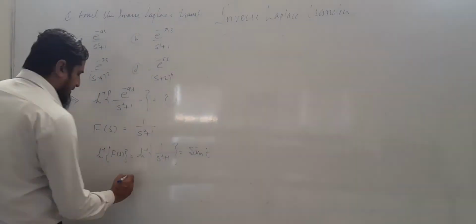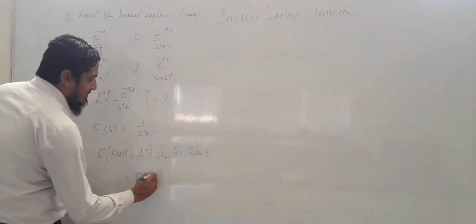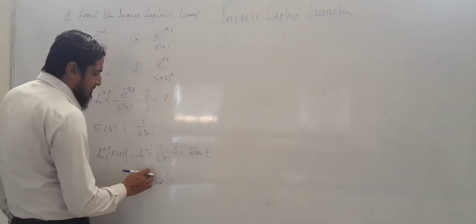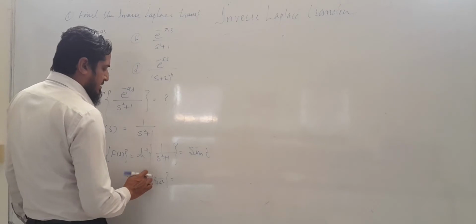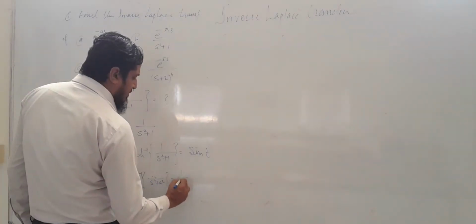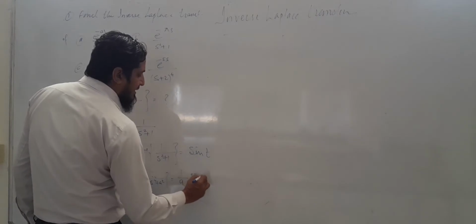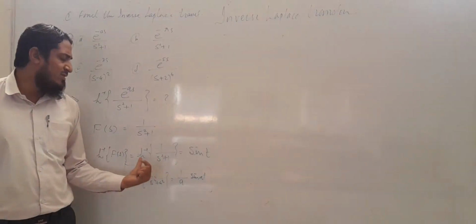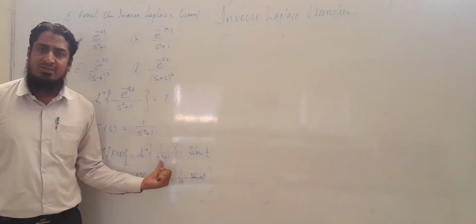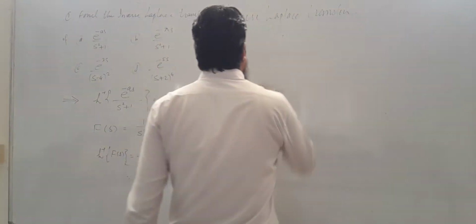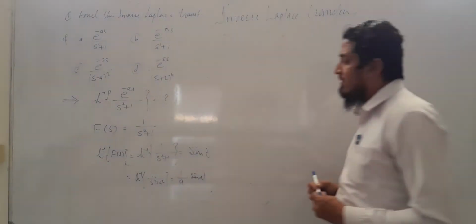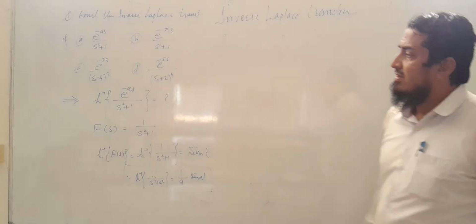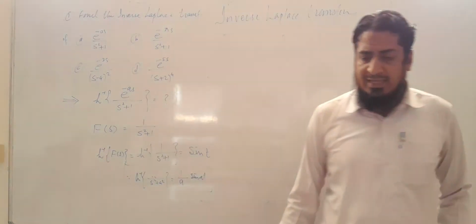Since we know that the inverse Laplace transform of 1 upon s square plus a square becomes 1 upon a sin a t. By using this formula, we have calculated the inverse Laplace transform of 1 upon s square plus 1. Now it is our required result of the inverse Laplace of F of s.